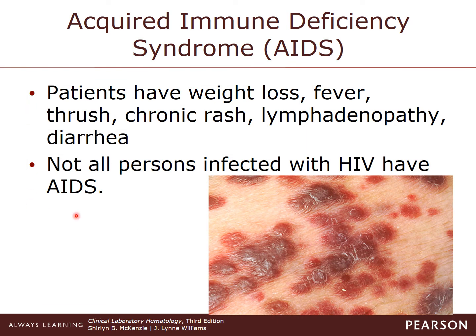So here you can see that you have some rashes that are usually over the skin, and that's a chronic rash, and you could tell that these lymphocytes have been affected as they're coming out onto the skin.